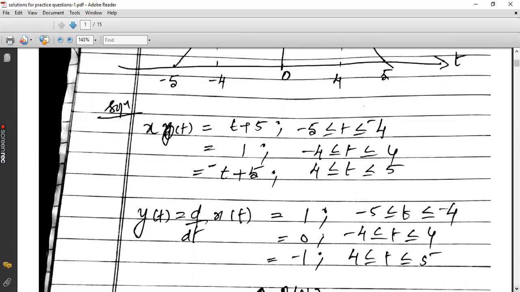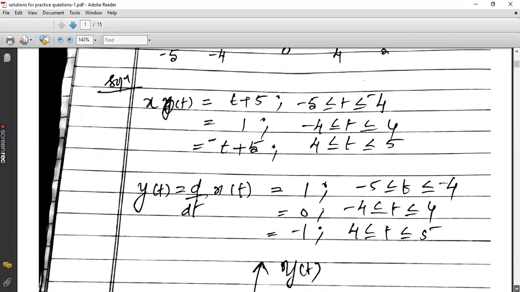After writing x of t, you are going to find the differentiation. What is the differentiation of t plus 5? The derivative of t is 1 and the derivative of a constant is 0. So the derivative of t plus 5 is 1. Again, the derivative of 1 is 0. And the derivative of minus t plus 5 is -1.